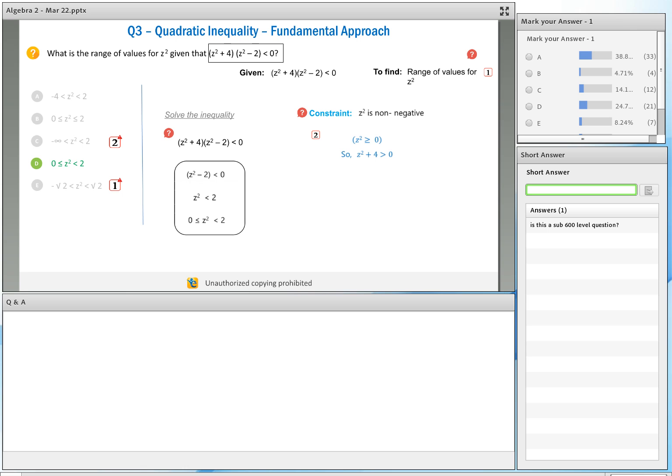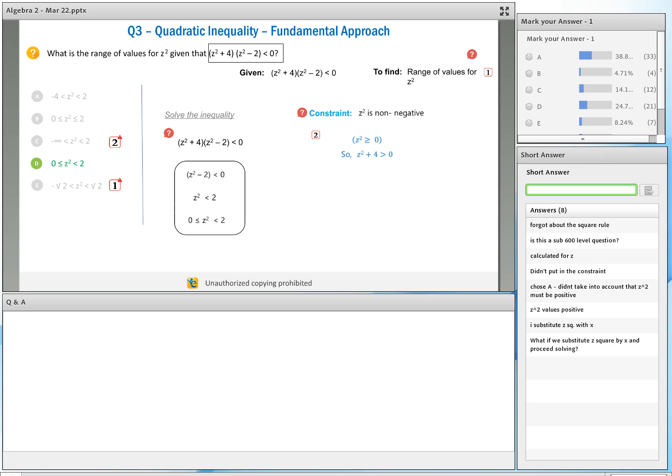Now, where did you guys falter in this question? Fairly simple. Okay, calculated for z, forgot about the square rule, didn't put in the constraint. One of the most important things, as I already say, it's about inculcating those good habits. When you think about z square, and when you think about a question and think about constraints, you have to look at constraints that are explicitly given. You also have to look at constraints that are implied.